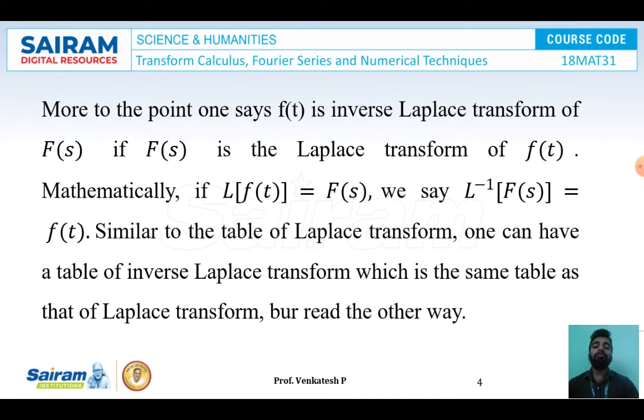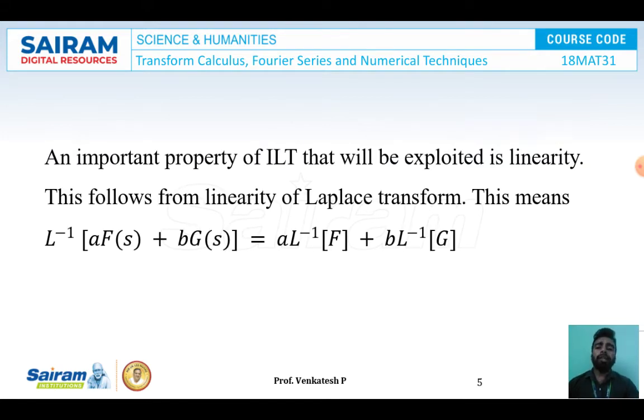That is, if capital F is the Laplace transform of the function f of t, that is, if Laplace transform of f of t is equal to F of s, then we say that Laplace inverse of F of s will be equal to f of t. The important property of inverse Laplace transform is the linearity property. It is given by Laplace inverse of a F of s plus b G of s equals a times Laplace inverse of F of s plus b times Laplace inverse of G of s. We will use this property to solve all the problems on inverse Laplace transforms.